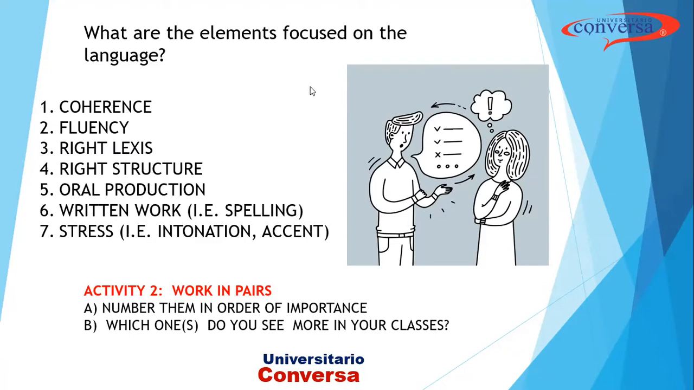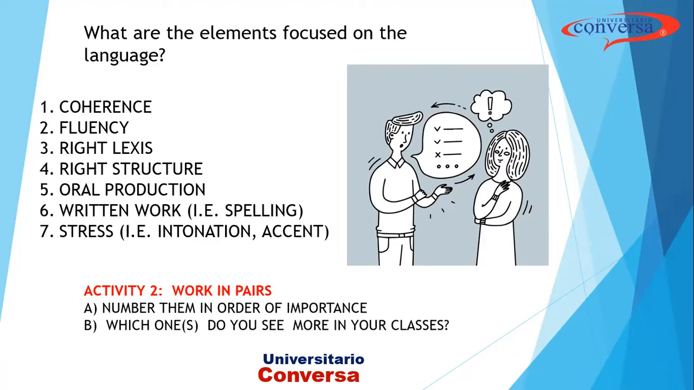answers here. Yes, teacher. Okay, we agree that oral production is the most important, then coherence, then the right lexis, right structure, fluency, stress, and finally written work. Okay, that's right. Thank you. Just the pronunciation, coherence. That's the pronunciation of the word.